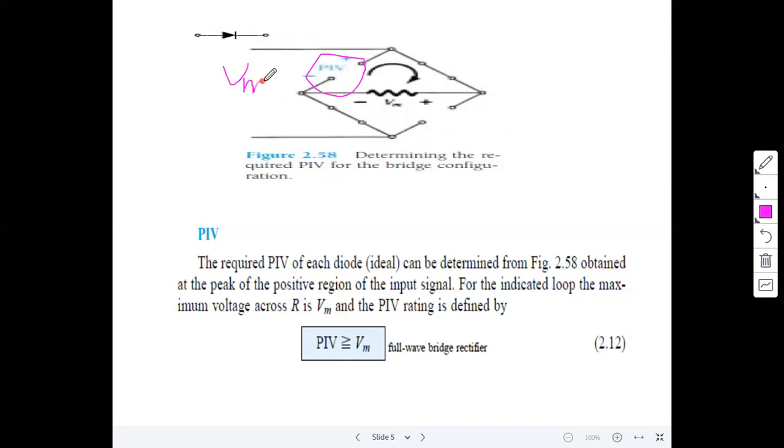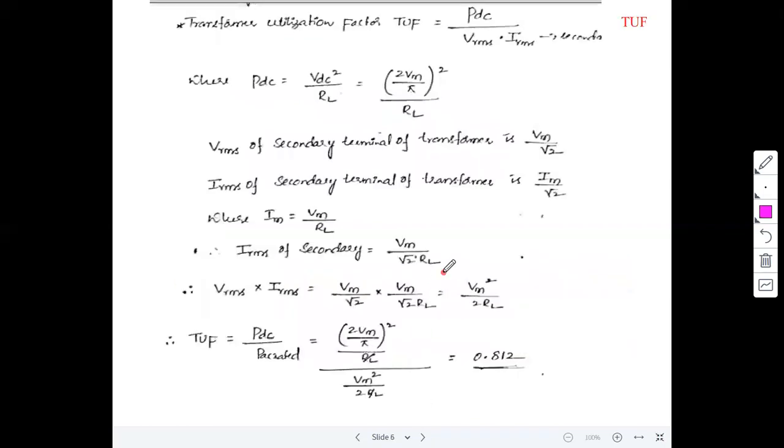Whereas in full wave rectifier with center tap, PIV is equal to 2Vm. But here in full wave rectifier, bridge rectifier, PIV is equal to Vm only. Okay, that is a major difference between the full wave rectifier with center tap and bridge. Okay, another important parameter that differs between the full wave rectifier with center tap transformer and full wave rectifier with bridge form is the TUF, transformer utilization factor.